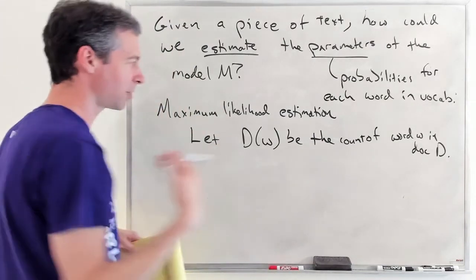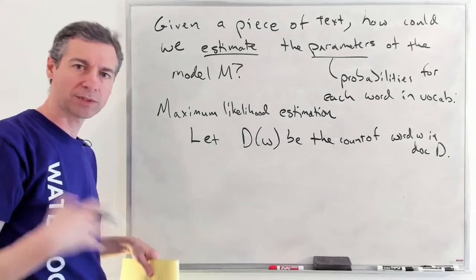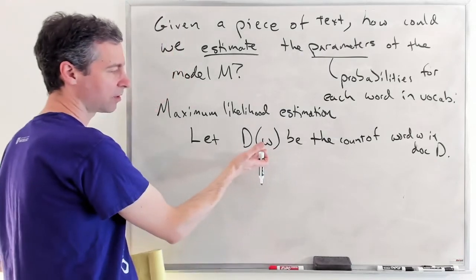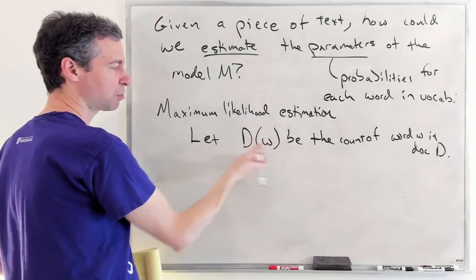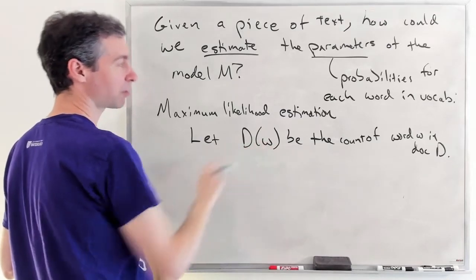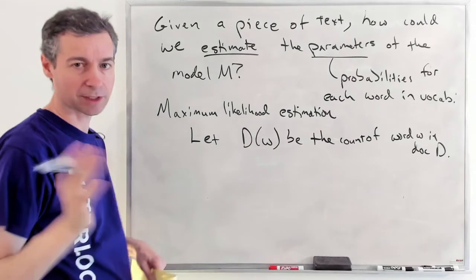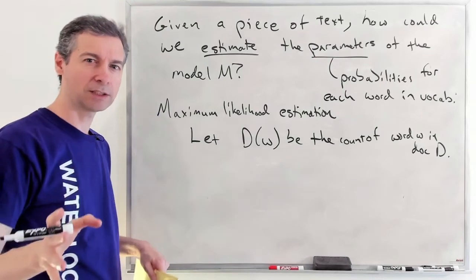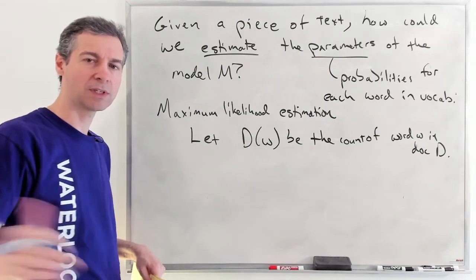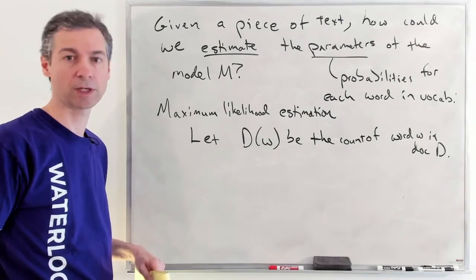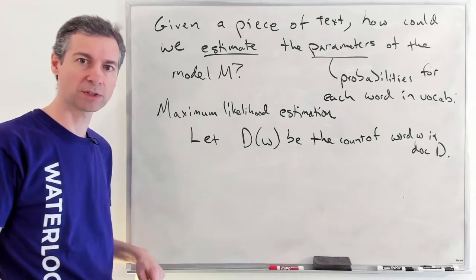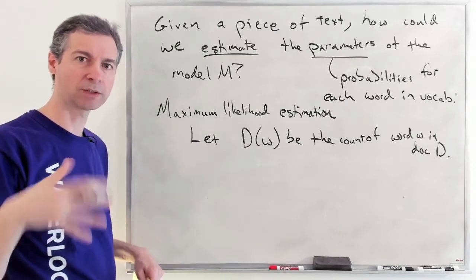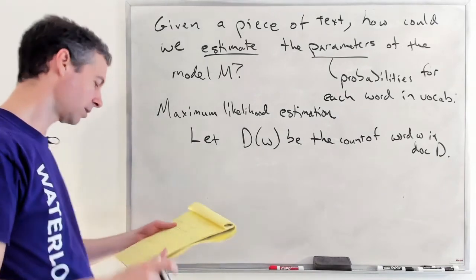Well, we're talking about maximum likelihood. We have to know what we mean by likelihood. The idea is that we're going to try to come up with the values for the parameters of the model, again, these probabilities. We want to find these probabilities such that they maximize the likelihood of the data that we see in a document, a piece of text. It has a certain number of words in it, and we want to set the parameters of our model such that it maximizes the likelihood that we would have seen that data in the document.